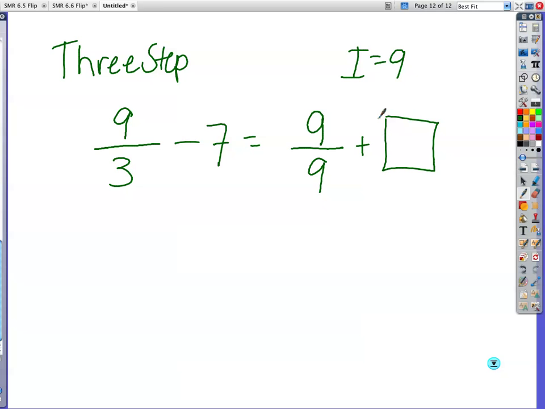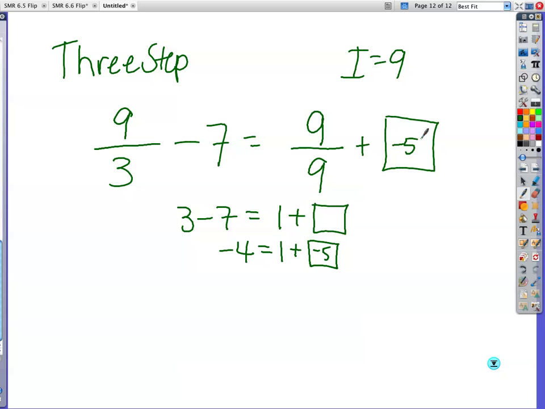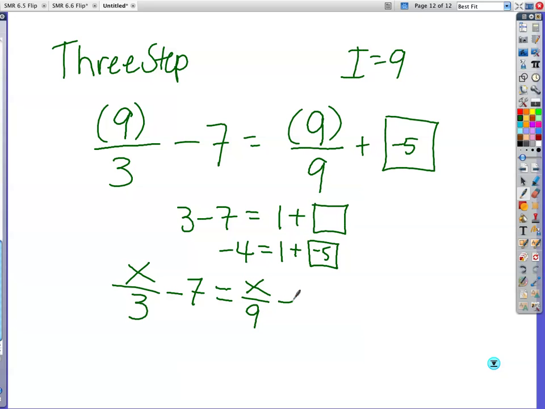Okay? You guys writing that down? 9 over 3 is 3. 3 minus 7 equals 1 plus something. 3 minus 7 is -4. 1 plus blank. 1 plus what gives me -4? -5. So this blank up here is -5. Now I'm going to rewrite this with my x's. Every time I have this value, I'm going to put x. So x over 3 minus 7 is equal to x over 9, and then I'm going to put -5. And that's what you would write on your paper to somebody else. Okay?